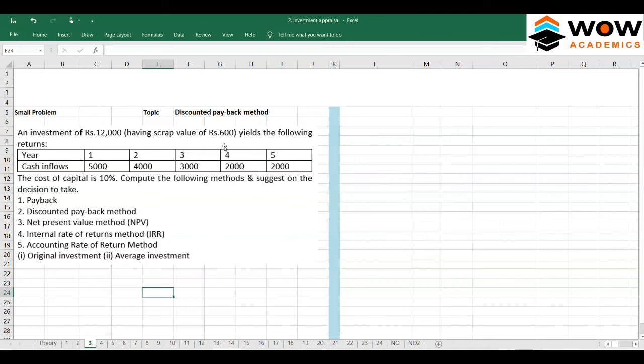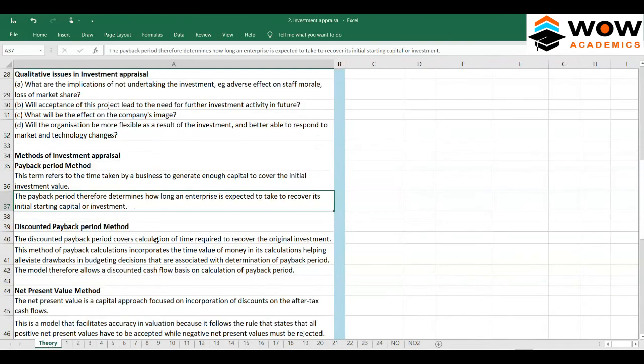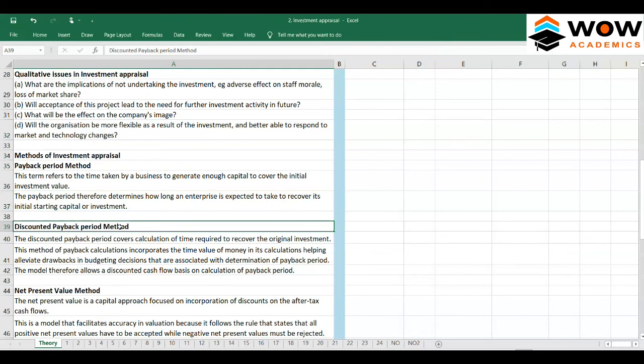The next method is called the discounted payback method. Again we'll visit the theory so that we'll get the idea. Discounted payback period method. The discounted payback period method covers calculation of time required to recover the original investment. The method of payback calculation incorporates the time value of money in its calculation, helping alleviate the drawbacks in budgeting decisions that are associated with the determination of payback.